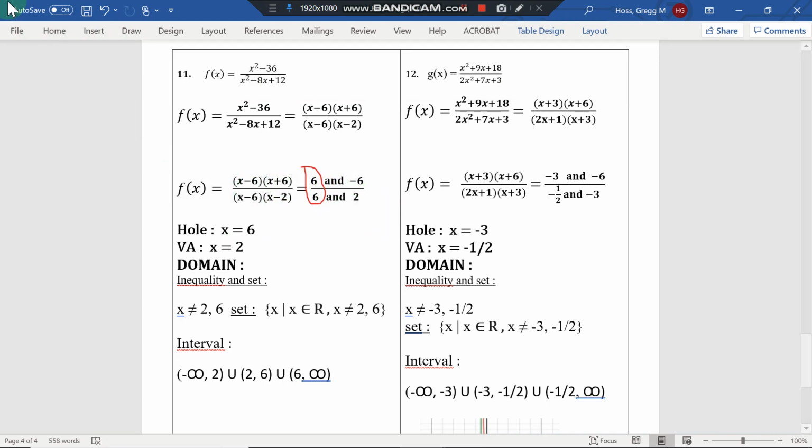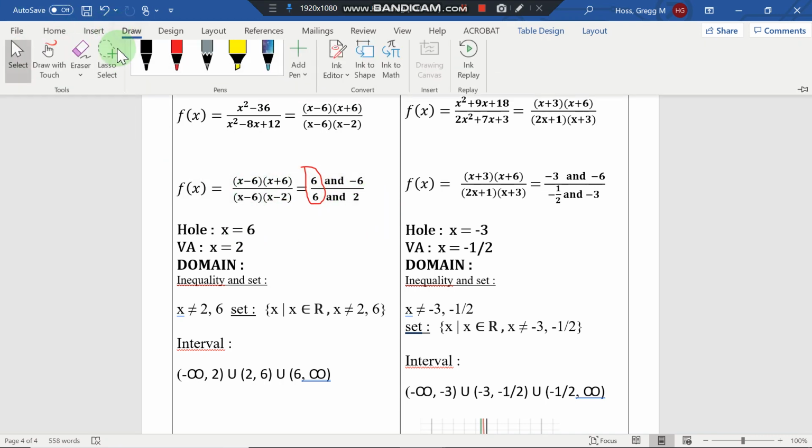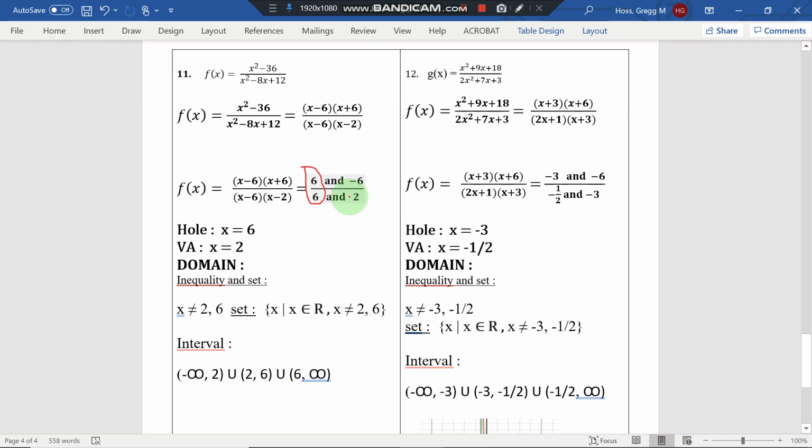And then our remaining zero on the denominator, I tend to box it. You can underline it, you can do whatever you want, but you don't even have to draw anything. But that remaining zero will be where our vertical asymptote is. x equals 2.